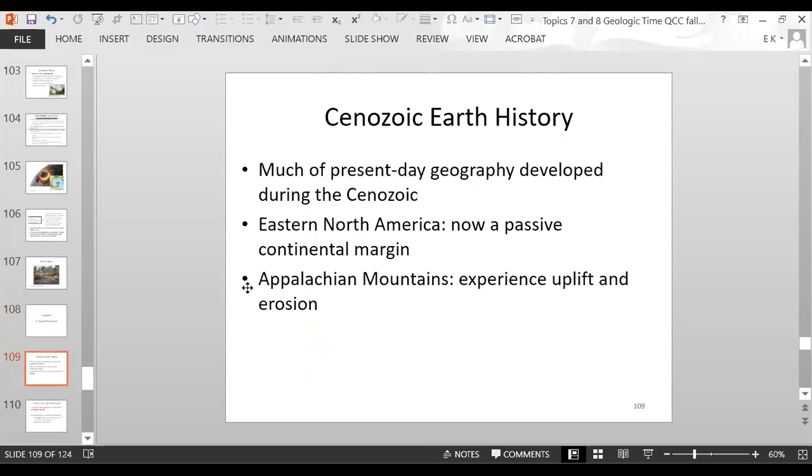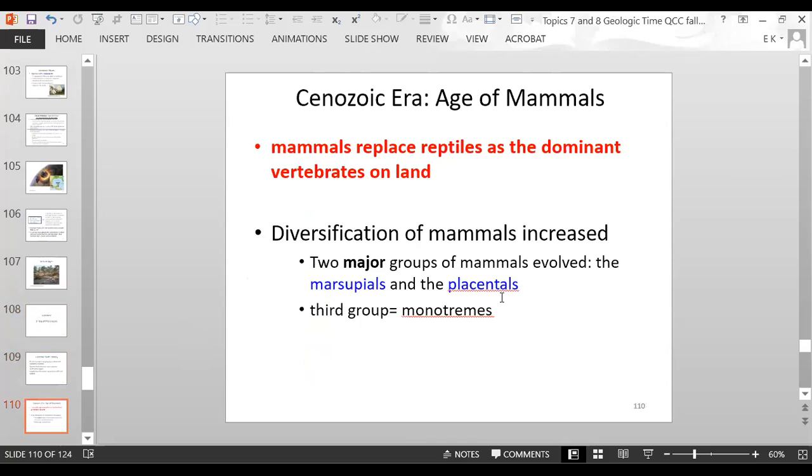Then we have the Cenozoic. Much of the present-day geography developed during the Cenozoic. The eastern part of North America was now a passive continental margin. The Appalachian Mountains started to erode away and experience uplifts. Mammals now replace the reptiles as the dominant vertebrates on land. And we had a lot of diversification of mammals. So there were a lot of different types of mammals now.